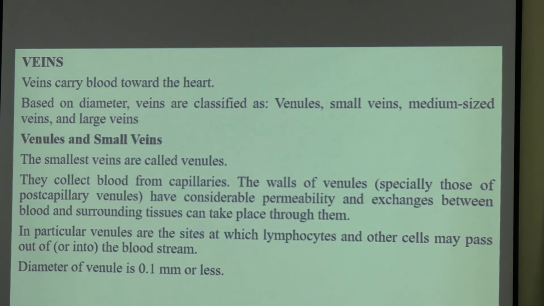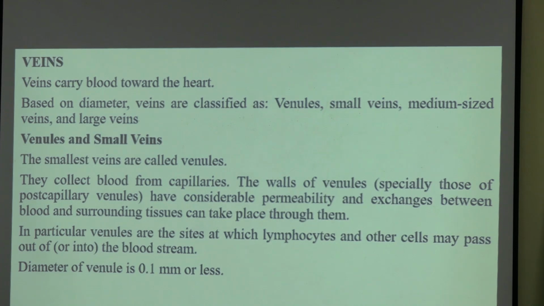Now all the three layers are present. If you see the venules and small veins, first of all, these are the smallest veins. The venules are the smallest veins of our body. They collect the blood from the capillaries. The walls of the venules, especially at post capillary venules, have considerable permeability. Why? Because they allow the exchange between the blood and the surrounding tissue. So when the blood is flowing through them, they allow the exchange of material.